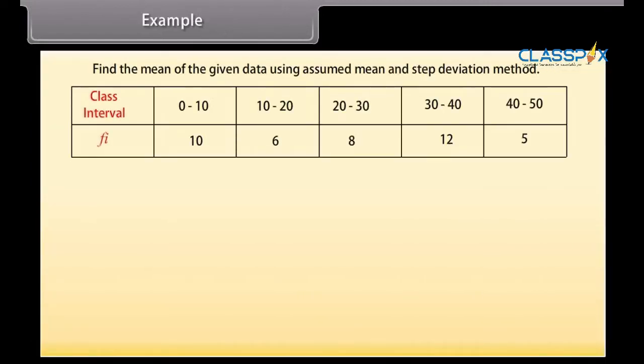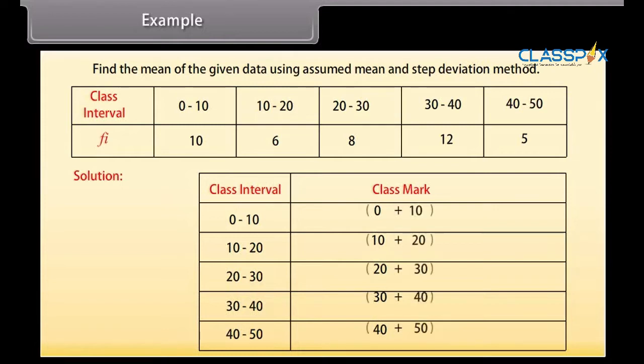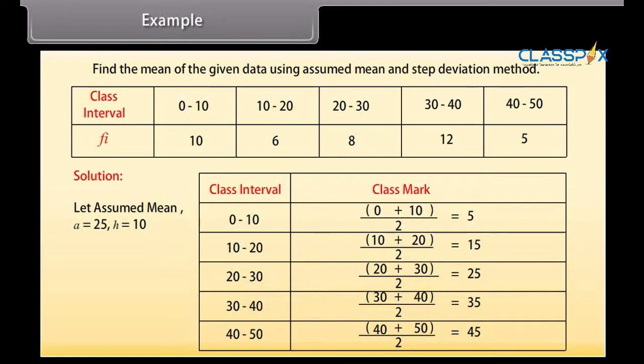Example. Find the mean of the given data using assumed mean and step deviation method. Solution. First, we find the class mark for each class interval by using the formula. Class mark equals (upper class limit plus lower class limit) upon 2. Let assumed mean a is equal to 25, h equals 10.